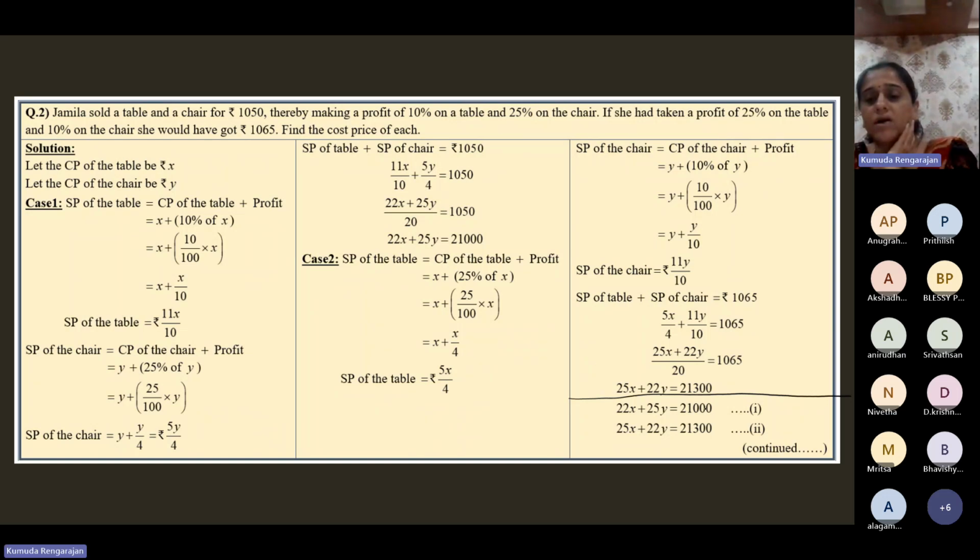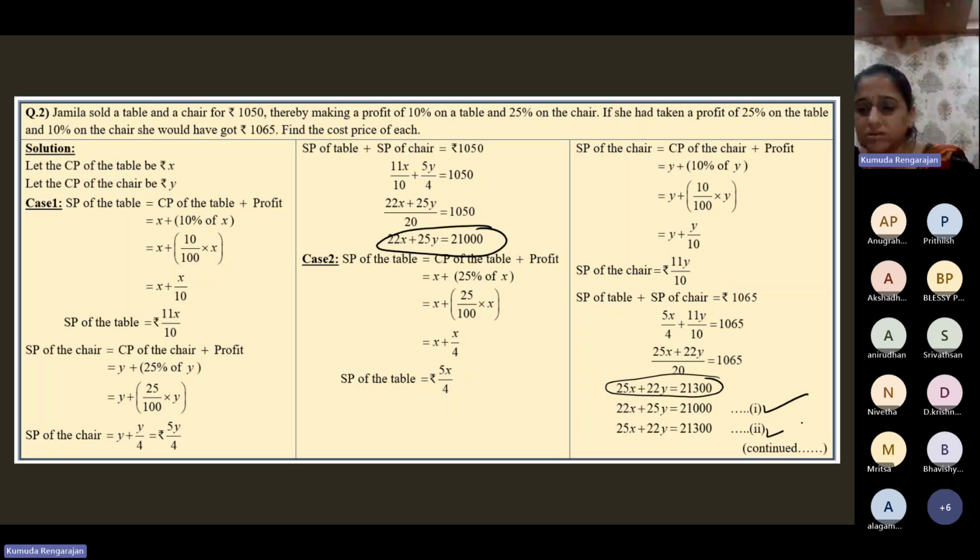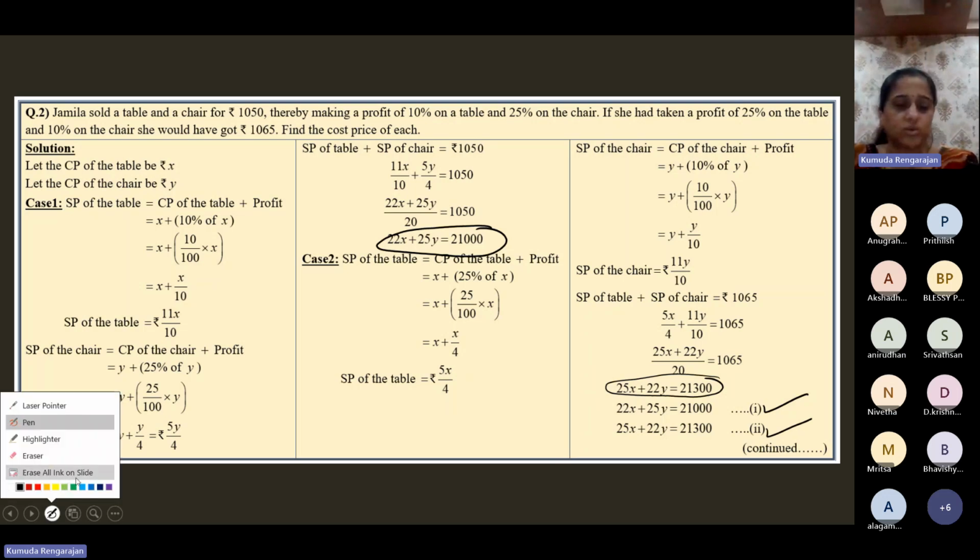Okay. So after getting the two equations, this is the first equation, this is the second equation. When you observe the two equations, you see that the coefficients of x and y are exchanged. See, this is the first equation, which you can see here. And this is the second equation here. Okay. So these are the two equations.